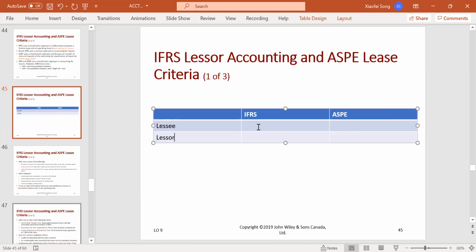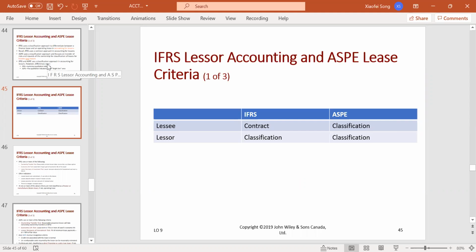Under IFRS, the lessee uses the contract approach, and the lessor uses the classification approach. And for ASPE, both use the classification approach. So when we solve an accounting problem, we should orient ourselves: are we talking about a lessor company or a lessee company? What GAAP does this company follow? We need to orient that first.